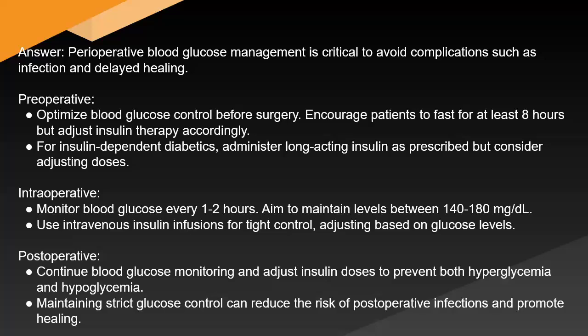Intraoperative: monitor blood glucose every 1-2 hours. Aim to maintain levels between 140-180 mg/dL. Use intravenous insulin infusions for tight control, adjusting based on glucose levels. Postoperative: continue blood glucose monitoring and adjust insulin doses to prevent both hyperglycemia and hypoglycemia. Maintaining strict glucose control can reduce the risk of postoperative infections and promote healing.